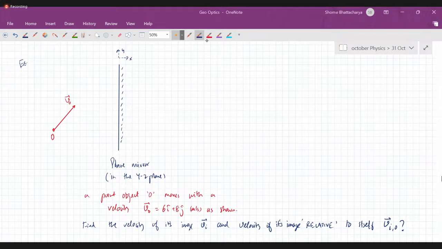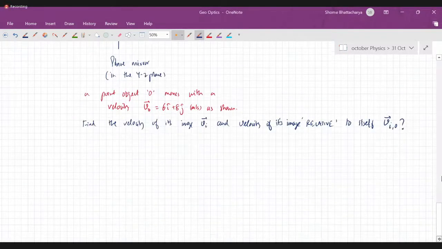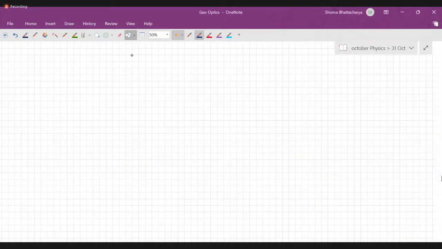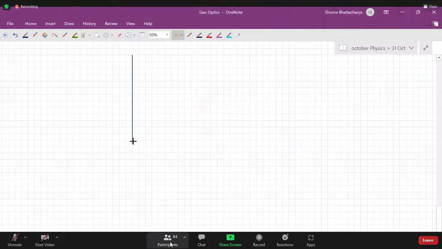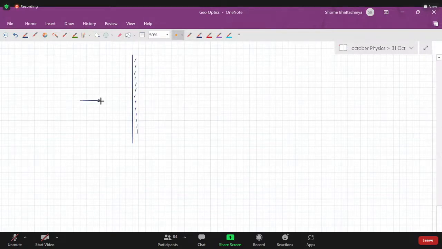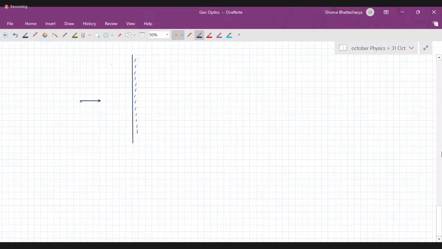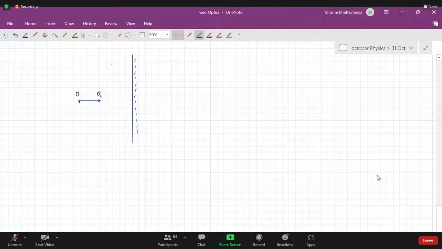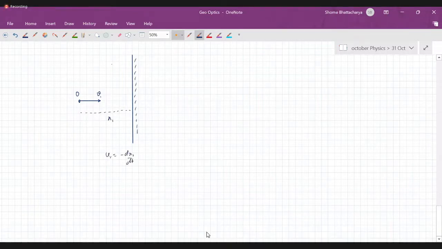Yes, very good. Aman, Harsh, and Nikita, your answer is correct. So what we can understand here is that for a plane mirror, if we have an object moving directly towards the mirror normally, with a velocity v like this, then if this distance is x1, v1 is minus dx1 by dt.